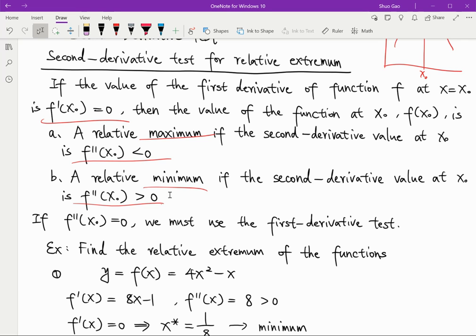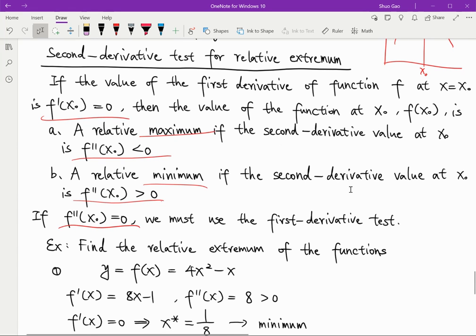But if we find out that the second derivative is actually 0, then we cannot use the second derivative test. In this case, if we find that the second derivative is 0, then we cannot use this test. So we have to use the first derivative test, the complicated one. We cannot use this one.